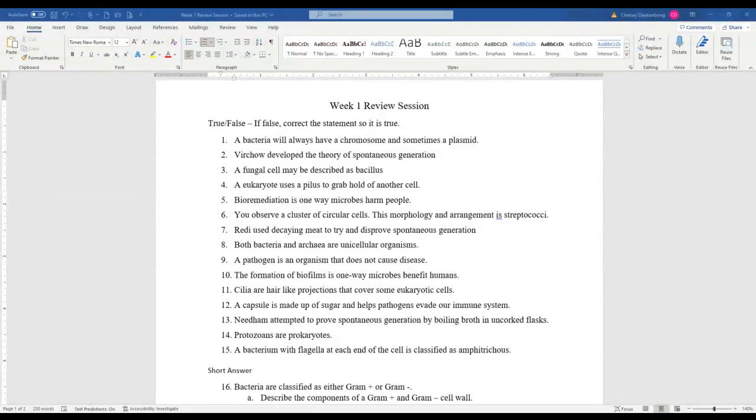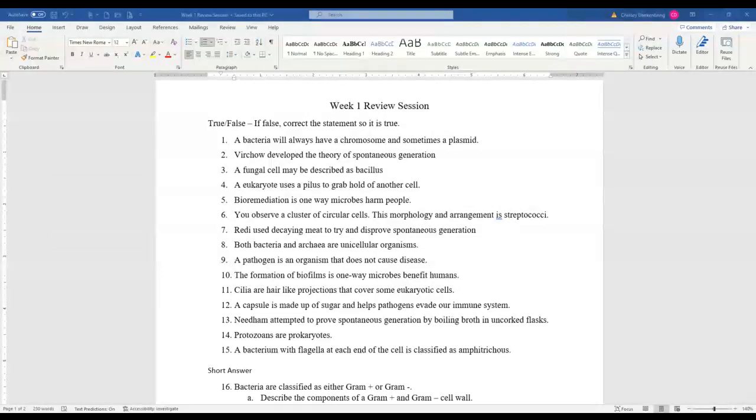All right, number 5. Bioremediation is one way microbes harm people. So in other words, bioremediation is bad. True or false? 1, 2, 3, go. I'm seeing a trend here. I promise there are true statements in here somewhere.